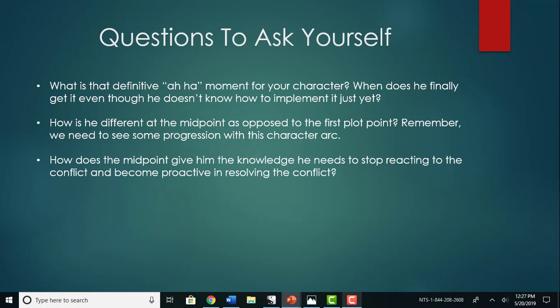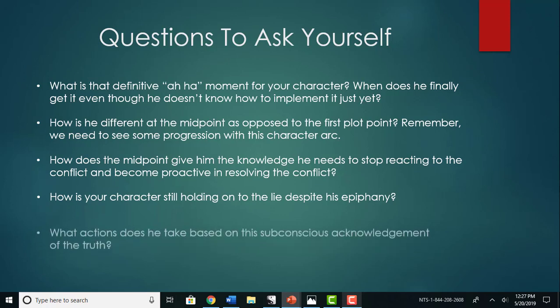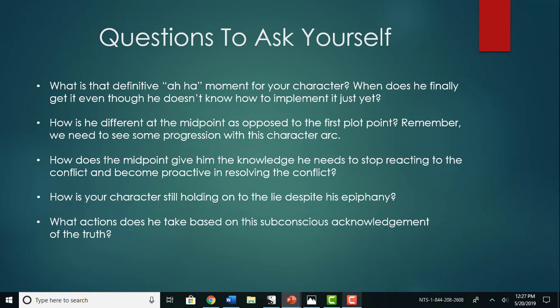How does the midpoint give him the knowledge he needs to stop reacting to the conflict and become a little more proactive in resolving the conflict? How is your character still holding on to the lie despite this epiphany? And what actions does he take based on this subconscious acknowledgement of the truth?